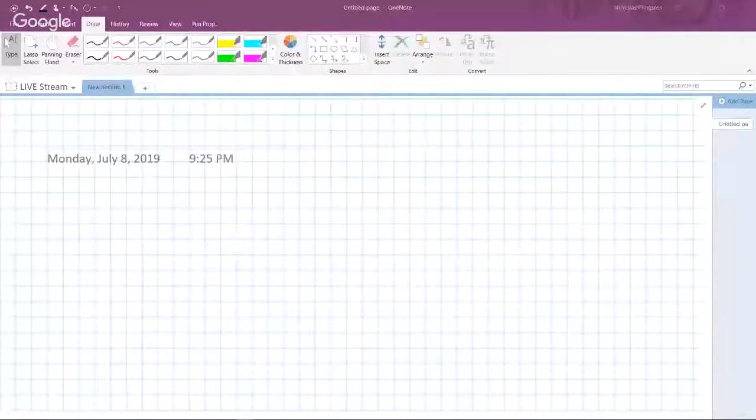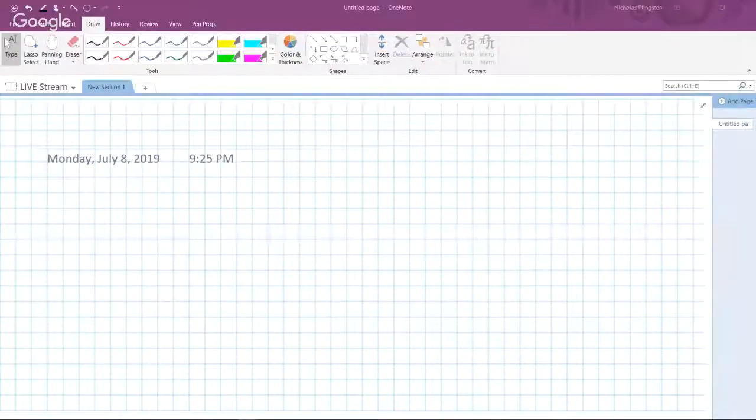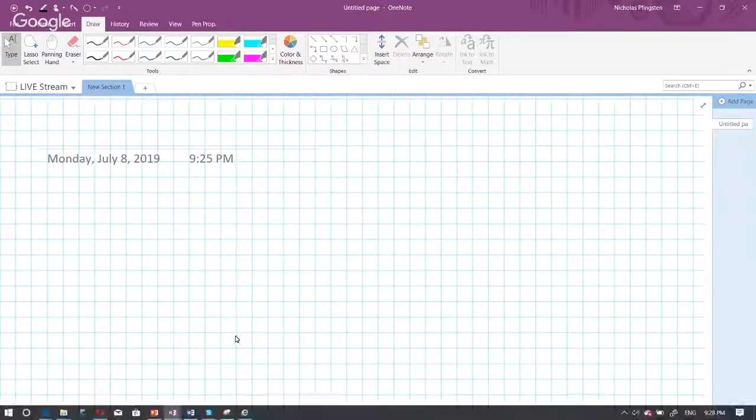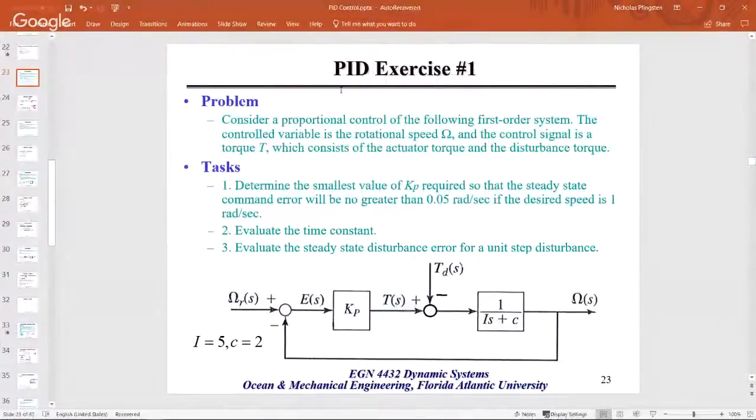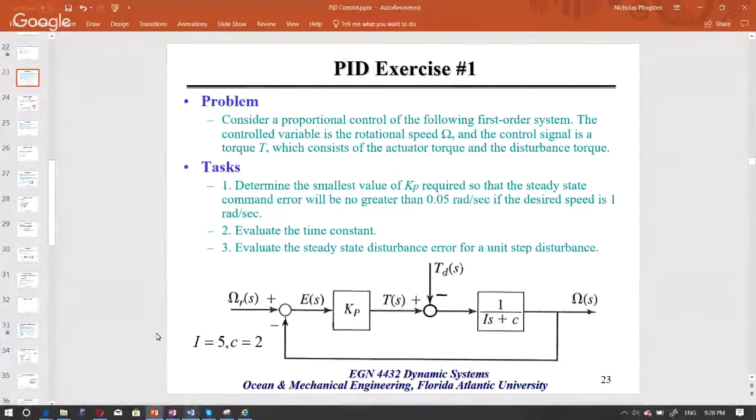Okay. What we're going to do today is a proportional integral and derivative example from Florida Atlantic University. If you're in the class currently, cool, but it's the same exact example as he did in class. So I'm going to pull up the PowerPoint here, and it's going to be this example right here.